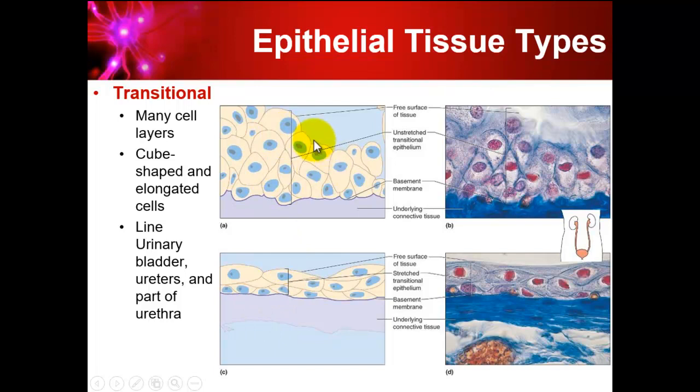Now, this is an empty bladder. You see how it's all, and this is also a stratified type of tissue. There's many layers, but see how it's all stacked on top? And this is supposed to represent a full bladder, so when it's stretched out. And a bladder can really stretch to hold a lot of volume.